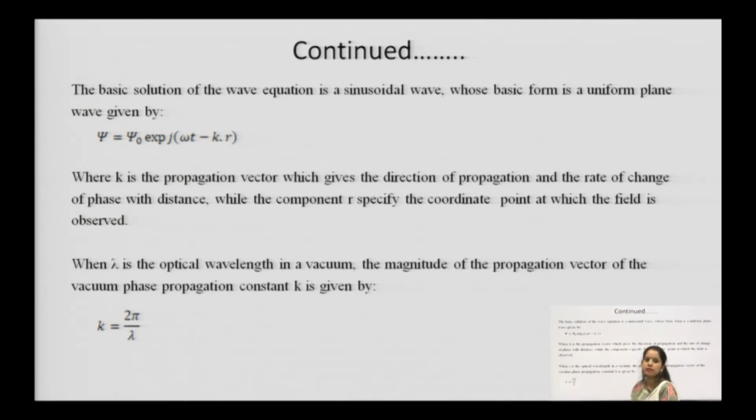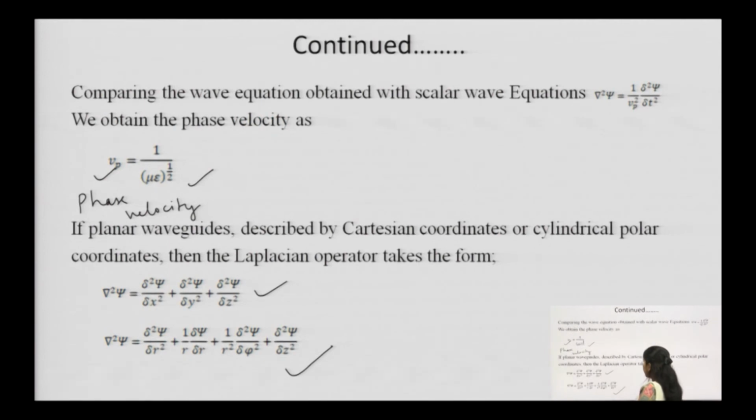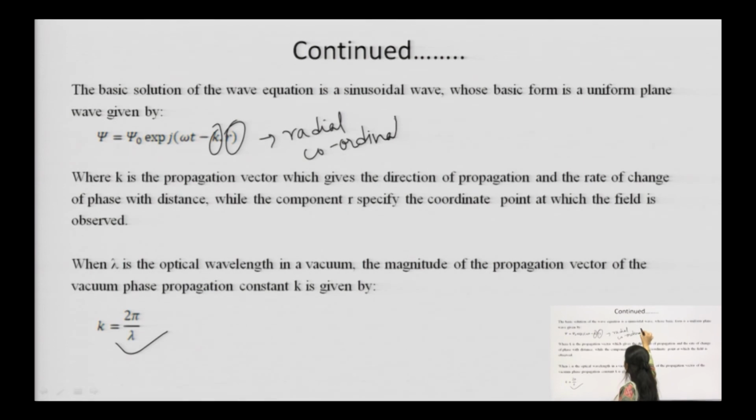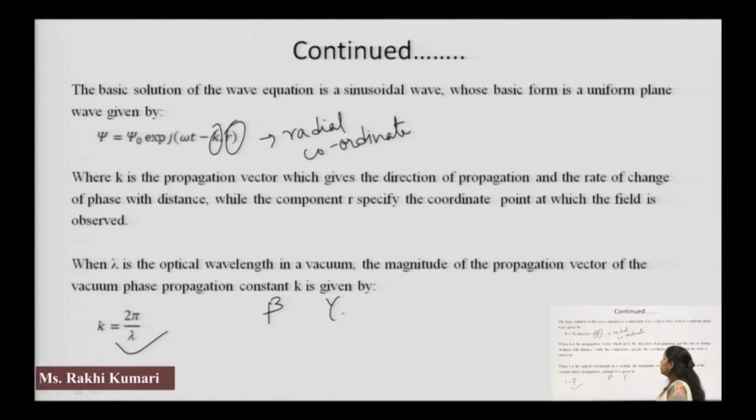Wave equation solution: when we solve the equation which we got in the last slide, we will get the wave equation like this, where k is our propagation constant, which is denoted by this value 2 pi upon lambda, and r is the radial coordinate, where you are observing changes. So this is important, and you must always remember the value of the propagation constant. Sometimes it is also represented by beta, sometimes by gamma, but the value of the propagation constant remains the same, that is 2 pi upon lambda.